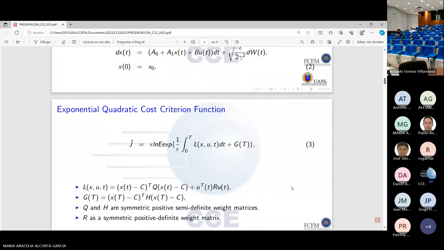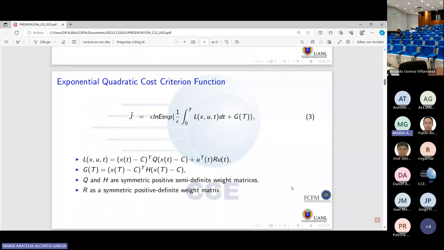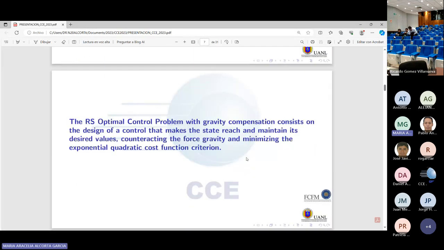For this risk-sensitive optimal control, we have the exponential quadratic Cox criterion function to be minimized as equation three, where the functions L and G participate. L contains the quadratic error and quadratic control input, and G is the error at final time. Matrices Q and H are symmetric, positive semi-definite, and R is a symmetric, positive definite matrix. Then the risk-sensitive optimal control problem with gravity compensation consists in designing a control that makes the state reach and maintain its desired values, counteracting the force of gravity and minimizing the exponential quadratic cost function criterion.